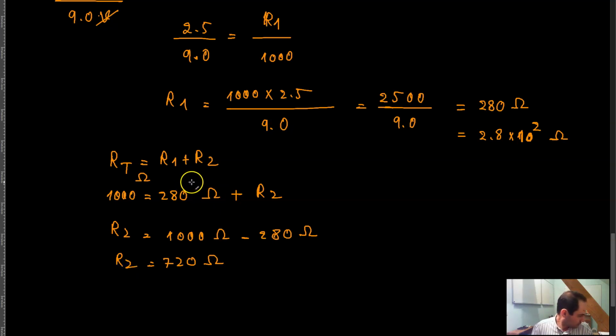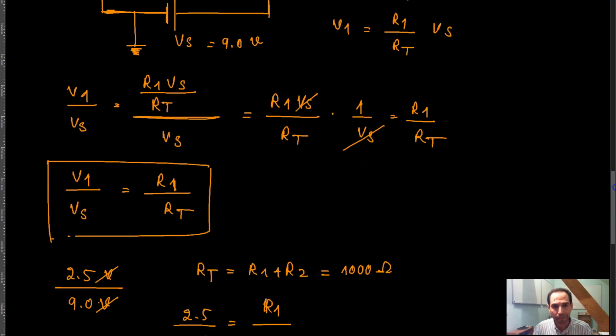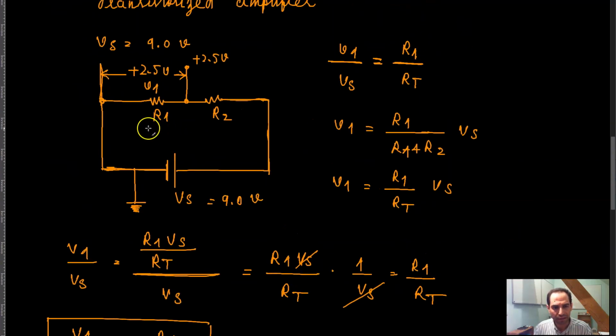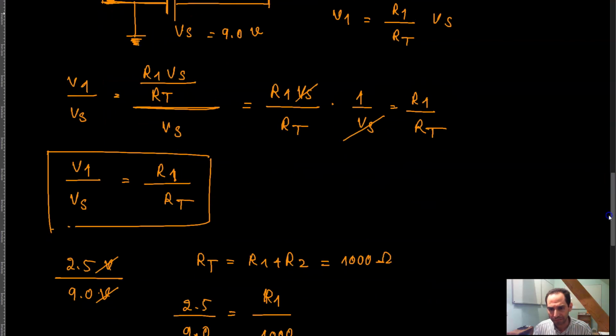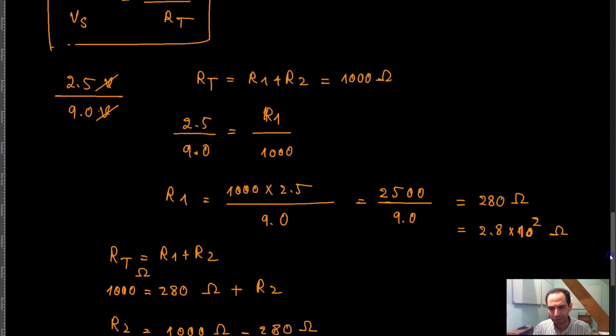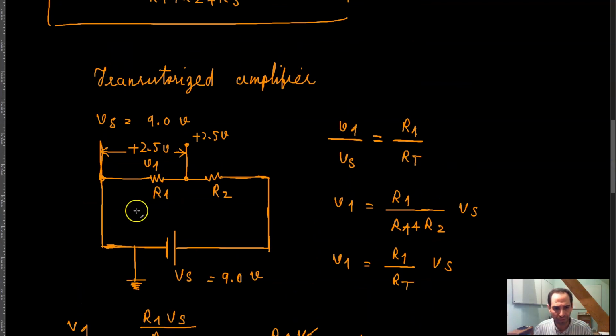So that means that basically you have a 280 ohm resistor here. You have a 720 ohm resistor here, and the voltage over here becomes 2.5 volts, and that's basically your voltage requirement in this circuit. But the numbers and everything are not that important.